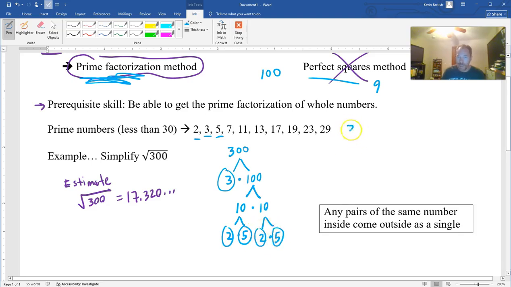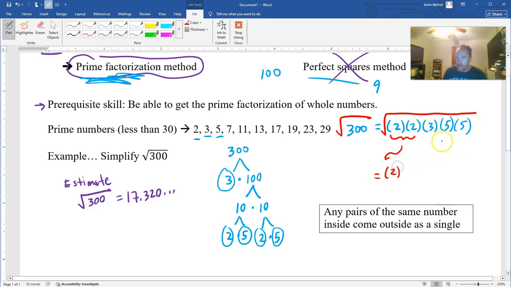So if we're doing 300 in its prime factored form, again, if I do this in order, we got a pair of 2s, we got a 3, and we got a pair of 5s. So when I put the square root on, the trick is any number that occurs in pairs, any pairs get to come outside as a single. So a pair of 2s, we got a single 2 comes outside. 3 doesn't have a partner, but the 5s, we got a pair of 5s. So those get to come outside. And then the 3's just going to stay inside.